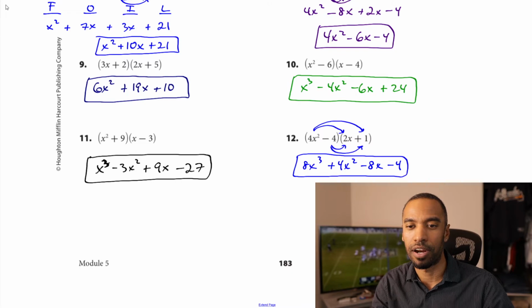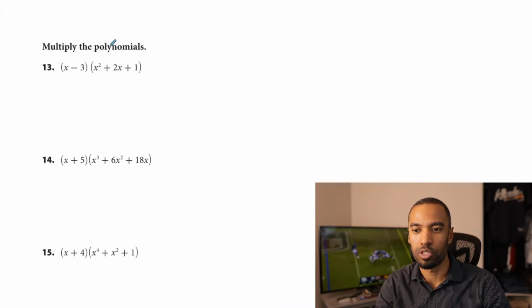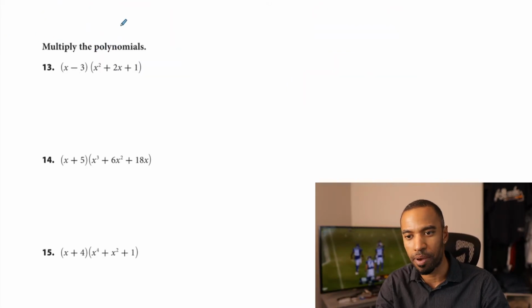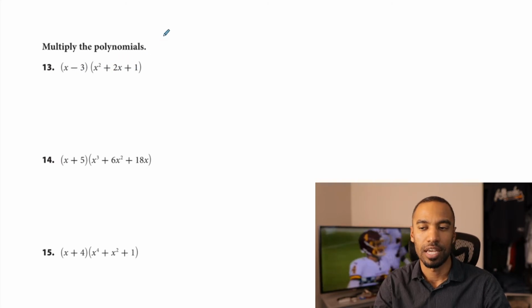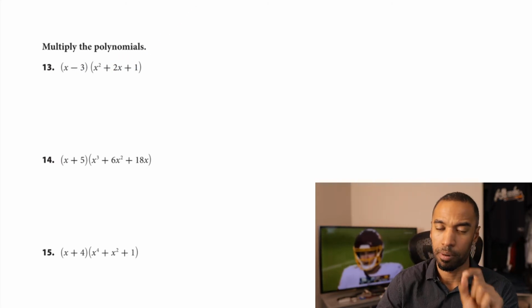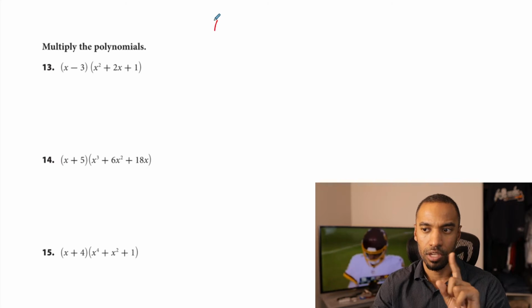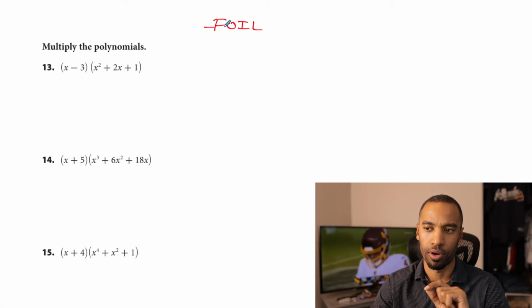All right, so that's the first 12 there. Let's move on to some more. Now we're going to multiply polynomials, not just binomial times binomial. Now you can see a binomial times a trinomial. Let me dispel this one part right off the bat. You can't use FOIL. You can't use FOIL.